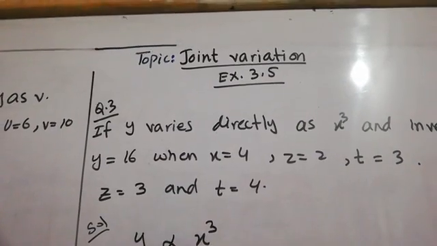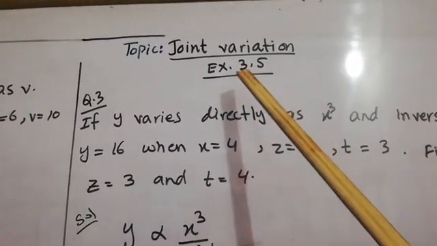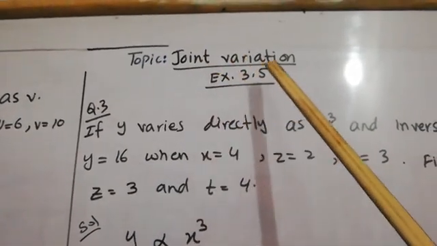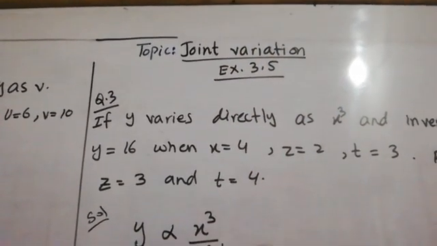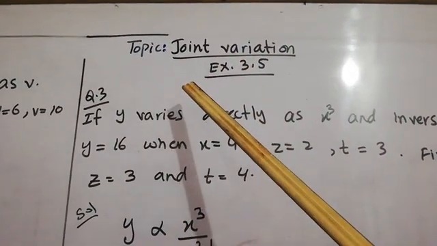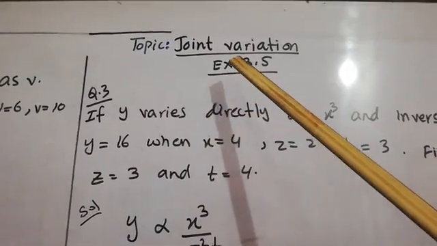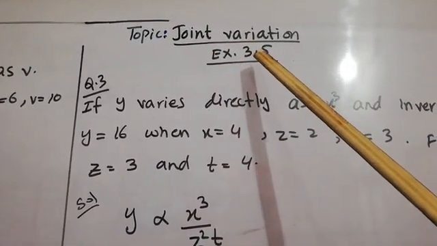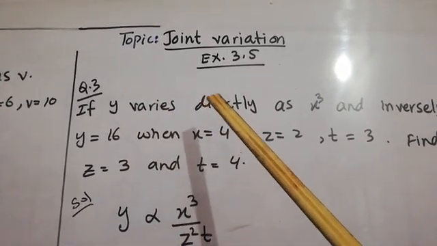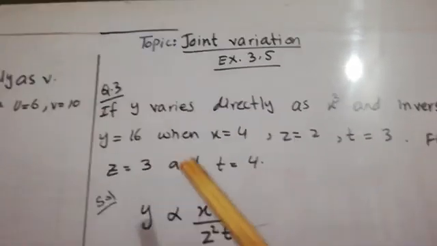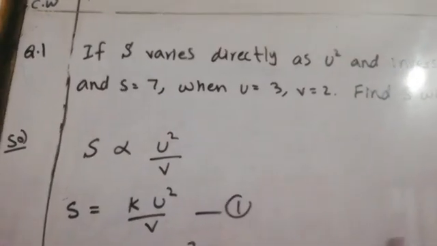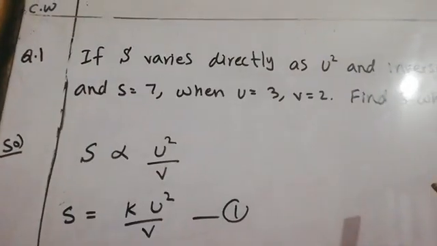How are you? Dear students, today we will discuss exercise 3.5, topic joint variation. Joint variation is taken from your Punjab textbook board Bahawalpur, and the definition of joint variation is that this is the combination of direct and inverse variation with one or more than one variables. For example, we have 3 questions included in this smart syllabus.